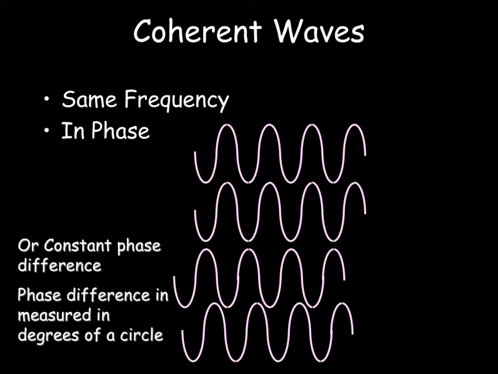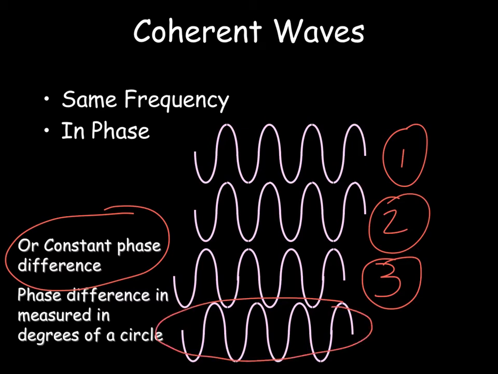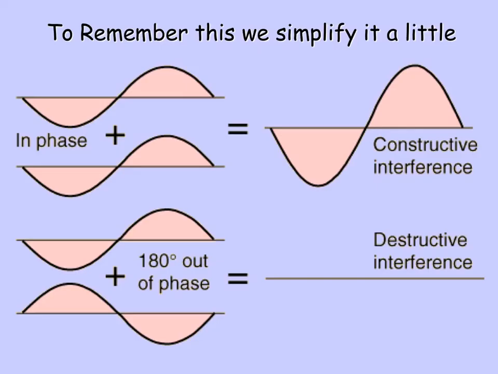So the top two, number 1 and number 2, are coherent because they're in phase and have the same frequency. 3 is coherent because it has a constant phase difference. Okay, now that phase difference can be anything from 180 degrees, i.e. completely different, trough meets peak, to some variation of the difference, some angle, as in number 4. But for the memory of a definition, coherent waves have the same frequency and are in phase.